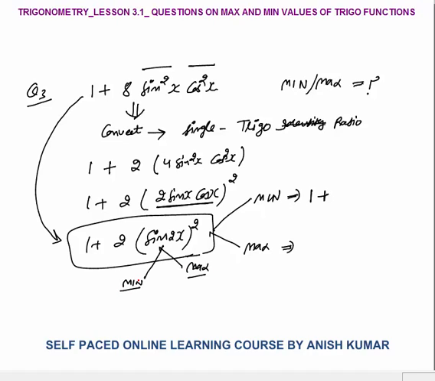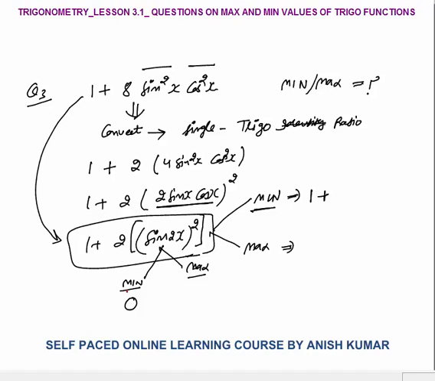Now, overall minimum value. If I need the overall minimum value, I need to find the minimum value of this sin 2x whole square. Now, the sine function's minimum value, I told you in the previous lesson, was -1. But if you square that, it will become +1. So the minimum we can get is the value 0, because the sine function is 0 at some value.